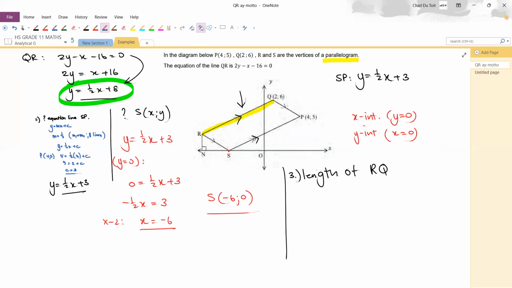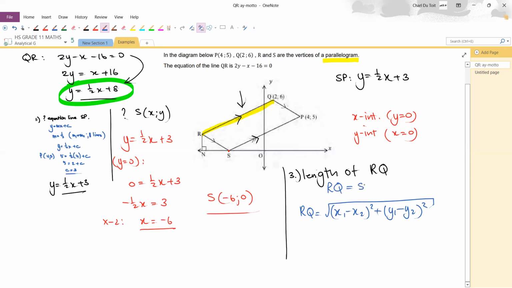To work out length, you'll use the distance formula, but then you also need the coordinates of R. But you actually don't. Think about it. You don't have the coordinates of R, do you? But isn't RQ and SP the same length? Because it's a parallelogram. So you can say RQ equals SP. Opposite sides of a parallelogram.